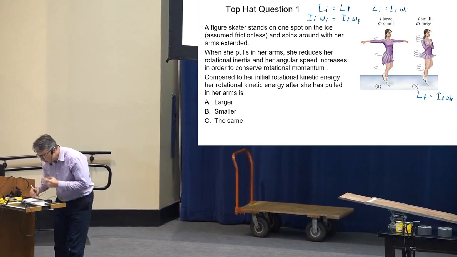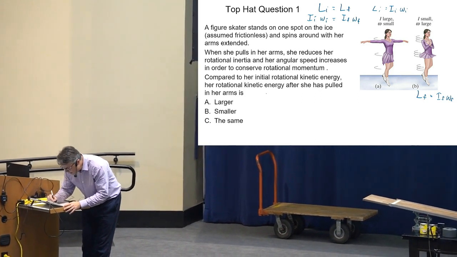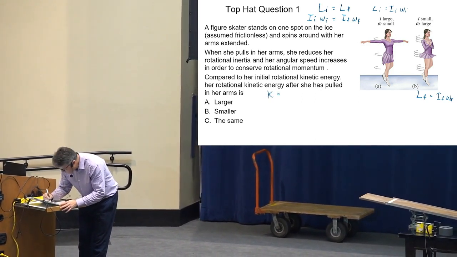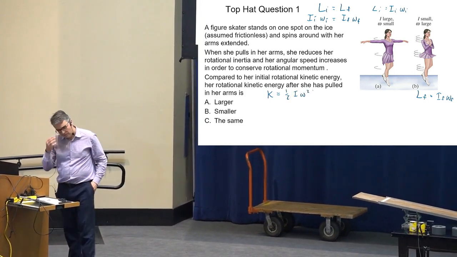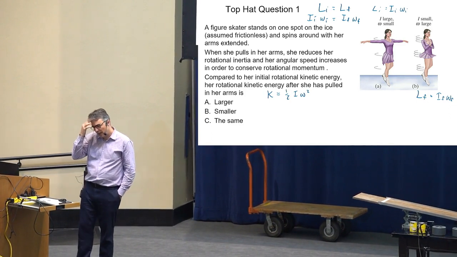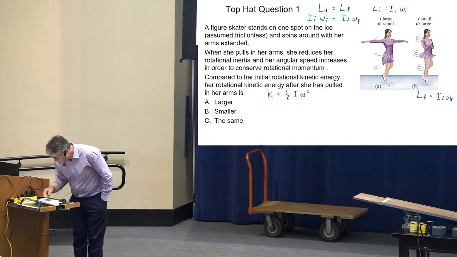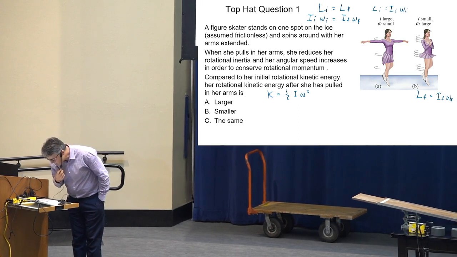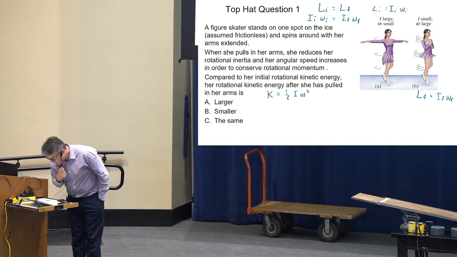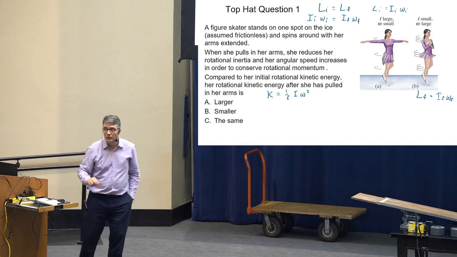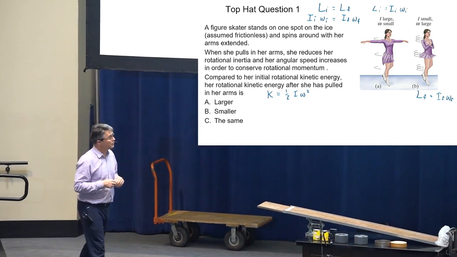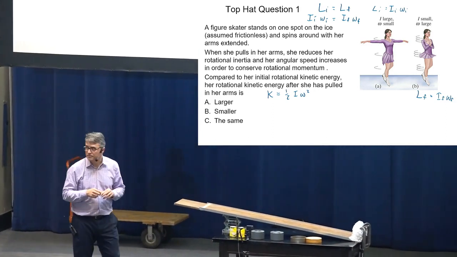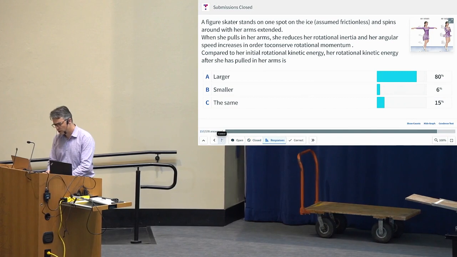And then the other equation that you'll need somewhere here is that the kinetic energy is equal to 1/2 I omega squared. So I want you to think about that. I don't think this is entirely obvious, but think about it. Pair up. Share your answer. It should be either kinetic energy goes up or down or stays the same. Larger.